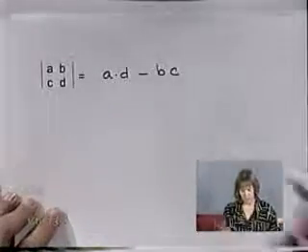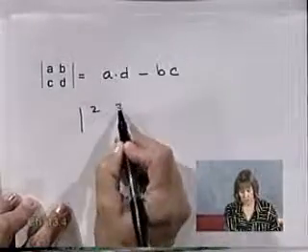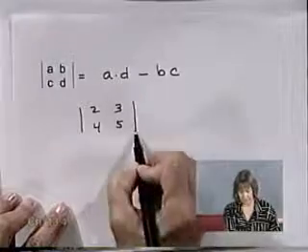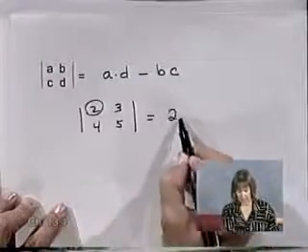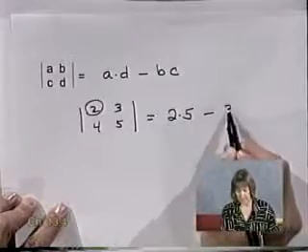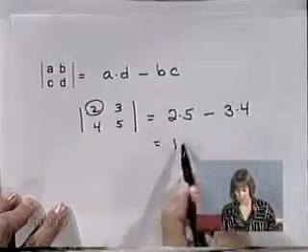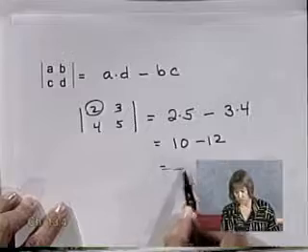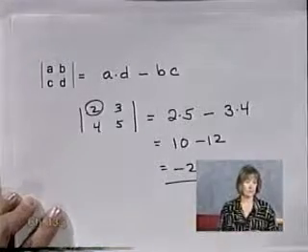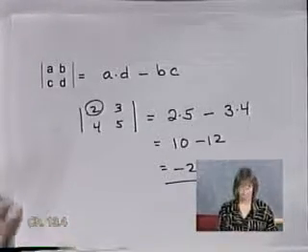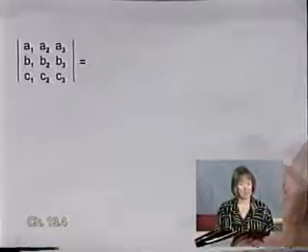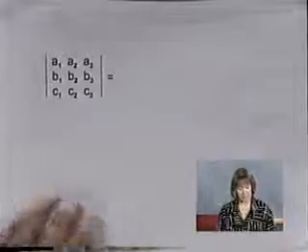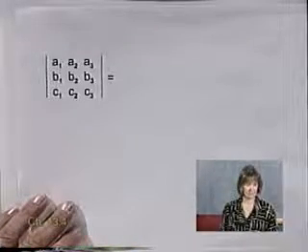So if maybe you had 2, 3, 4, and 5 here, and you wanted to evaluate that determinant, you'd start with the 2 and take 2 times 5 minus 3 times 4, which would give you 10 minus 12, which in this case is negative 2. Now right now you're thinking, what does that have to do with the cross product she was talking about? All right, we also have a three-dimensional, 3 by 3 determinant.